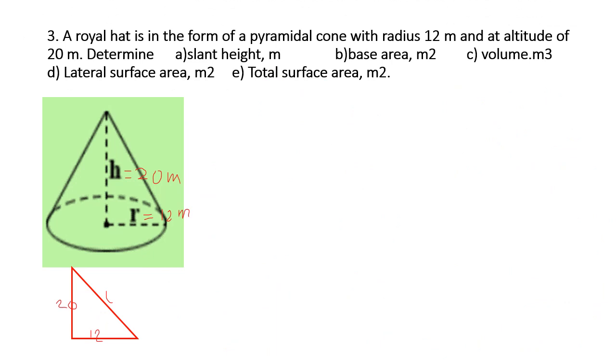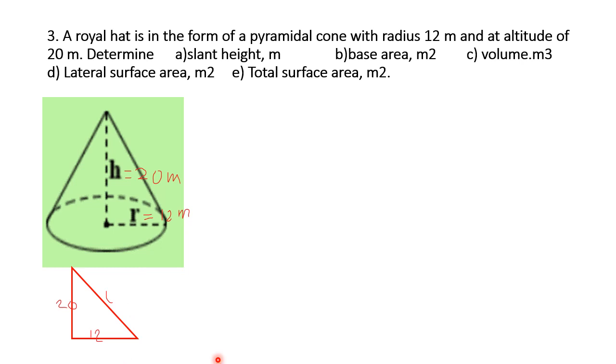A real hat is in the form of a pyramidal cone with radius 12, and height is 20 meters. Determine the slant height L, base area, volume, total volume, lateral surface, and total surface area.